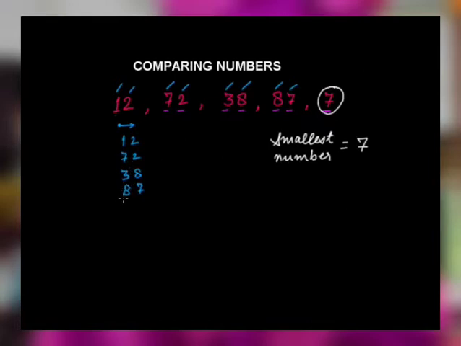Therefore, 87 is the largest number. Since we found that 7 is the smallest number, and the largest number is 87, because 1, 7, 3, they are all smaller than 8. Now let's take some other example.